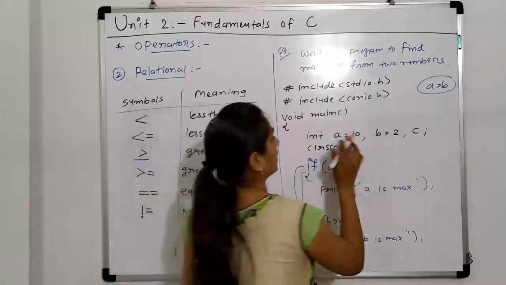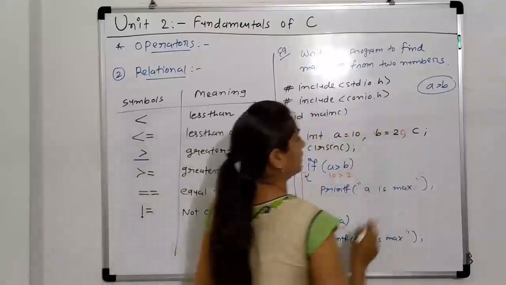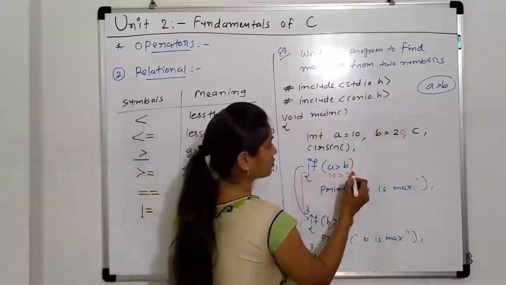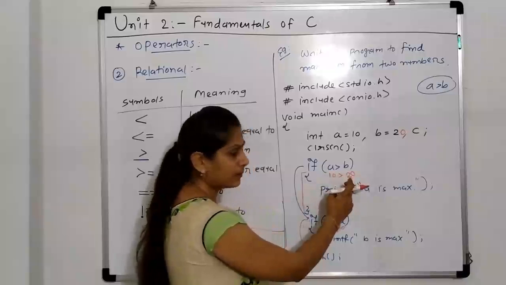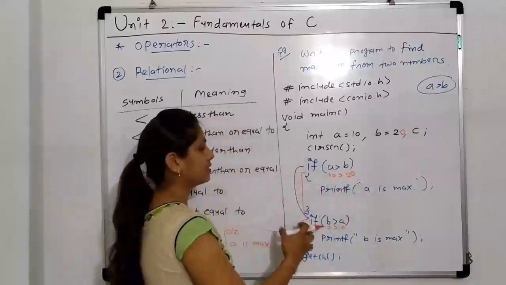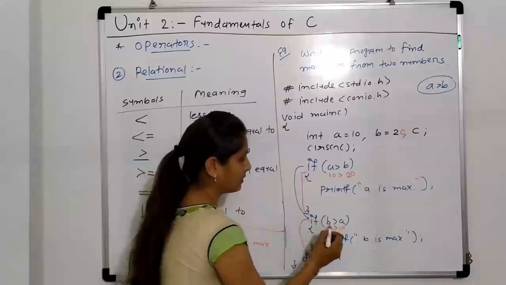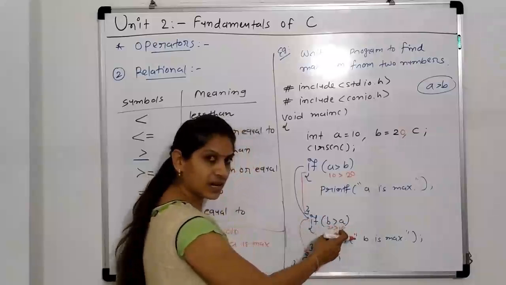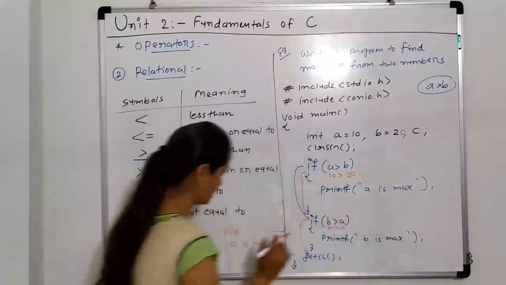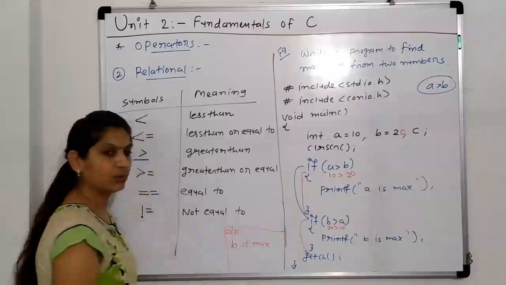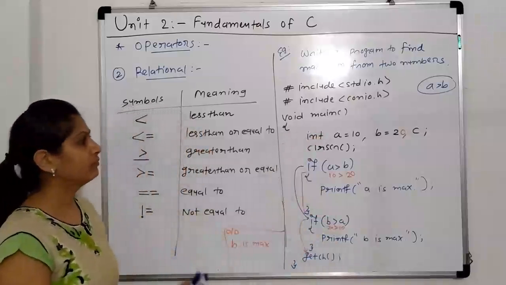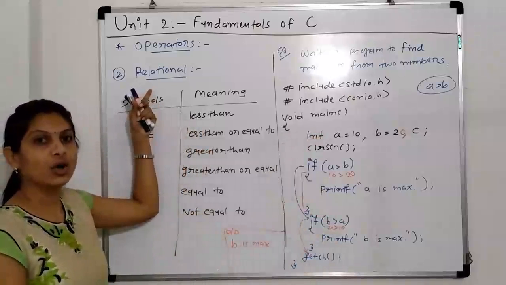But suppose here we change 10 and 20. Then what happens? Check the condition. A is 10 and B is 20. Is 10 greater than 20? No. So this part is not executed. Directly jump onto the second part. Here B is 20. Is 20 greater than 10? Yes. The condition is true, meaning this part is executed and the message is displayed. Instead of A, the output is B is max. Clear? So this is the flow of our program for using the relational operator.